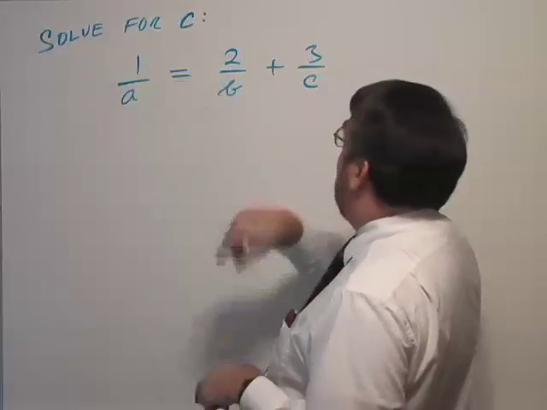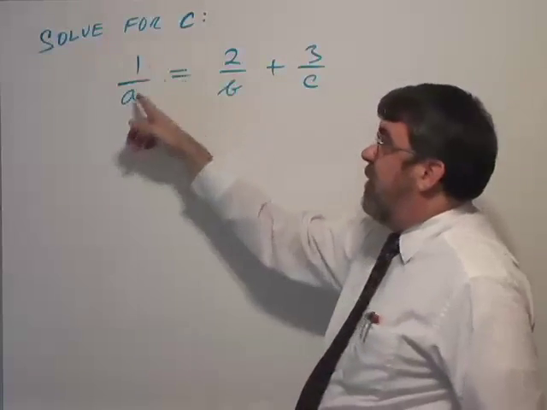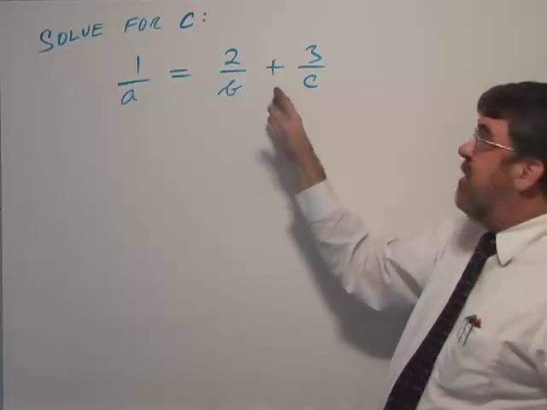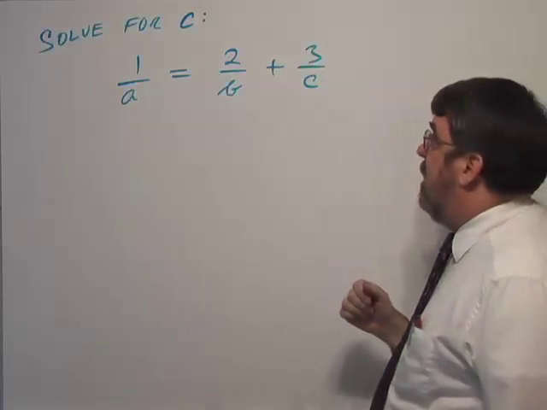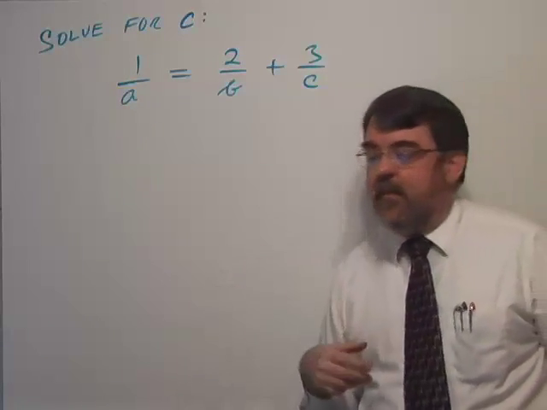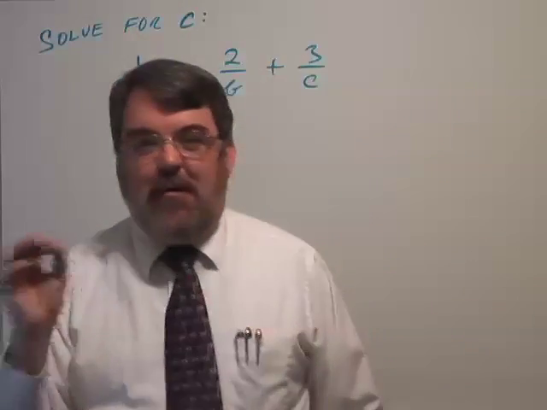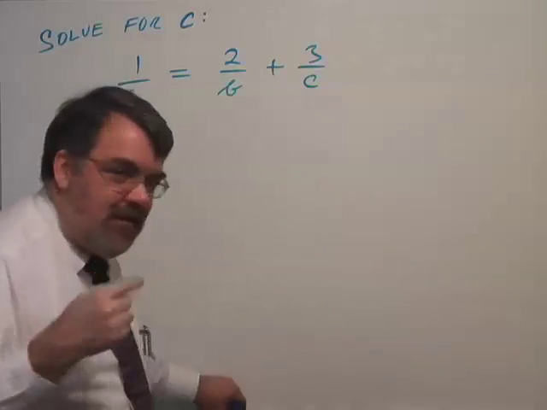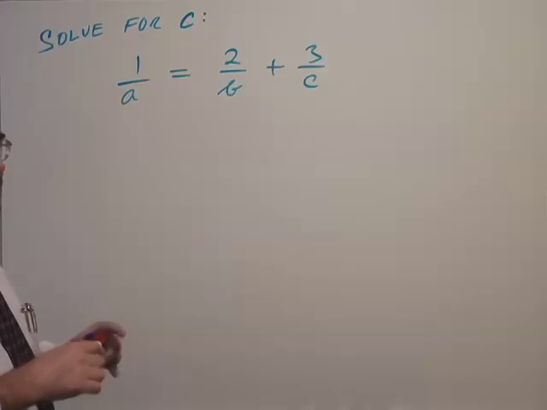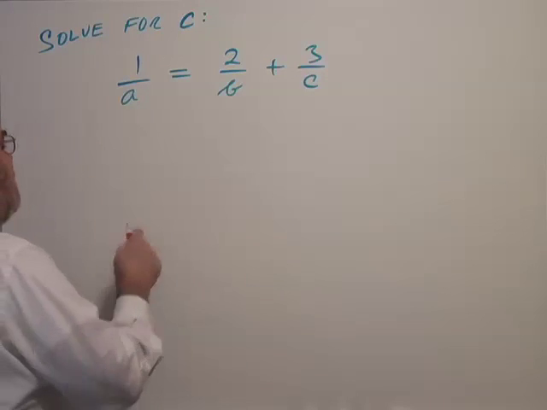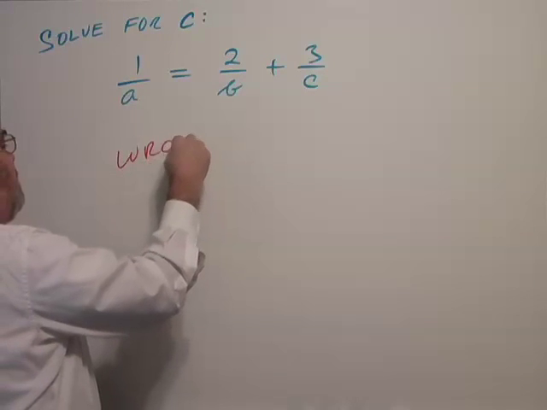All right, I'm going to solve for letter C this time, and it's 1 over a equals 2 over b plus 3 over c. And so, well, what do we do? Well, here's the wrong thing to do. The unthinking student will just invert both sides. So this would be definitely wrong.